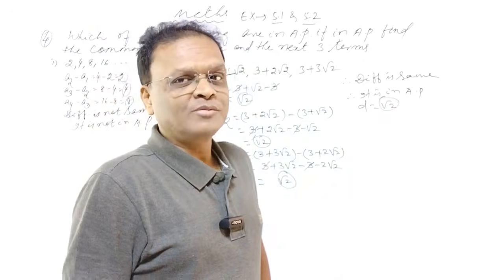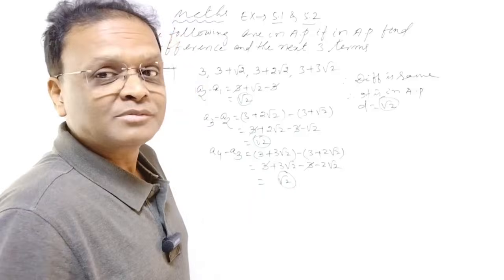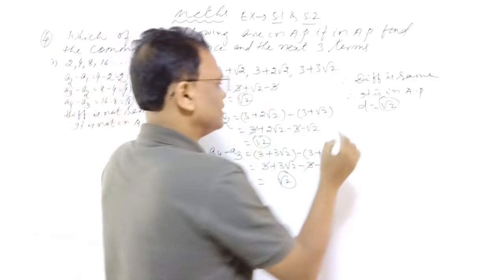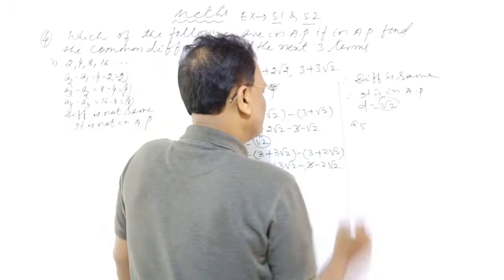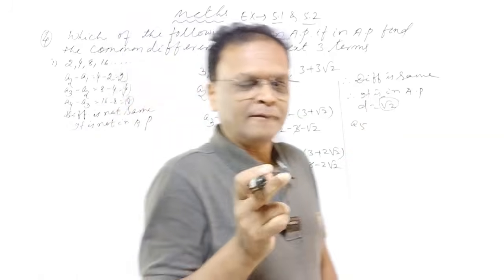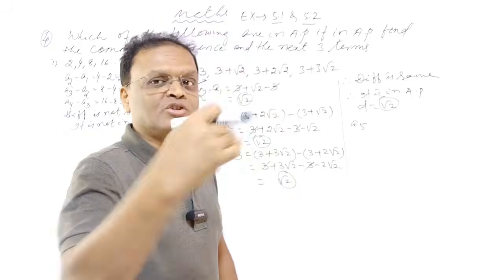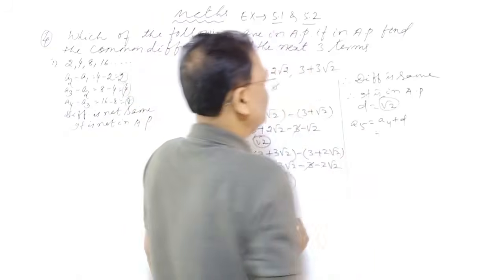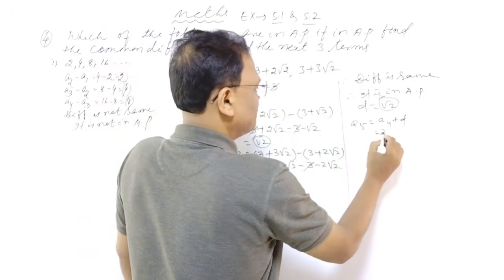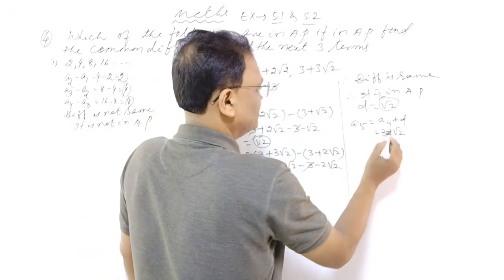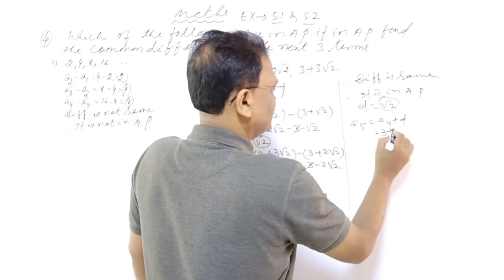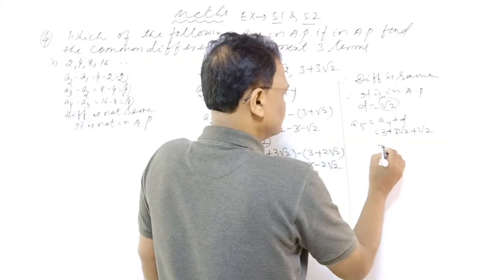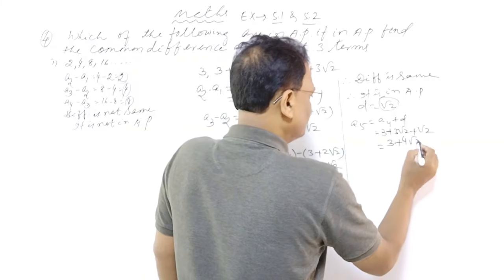And after finding the common difference, what to find? Next 3 terms. Next 3 terms means first, second, third, fourth term are given already. Fifth term, as I told you, is nothing but a4 plus d: fourth term plus common difference. And a4 is 3 plus 3 root 2. 3 plus 3 root 2 plus d, which is again root 2. So this becomes 3 plus 4 root 2.